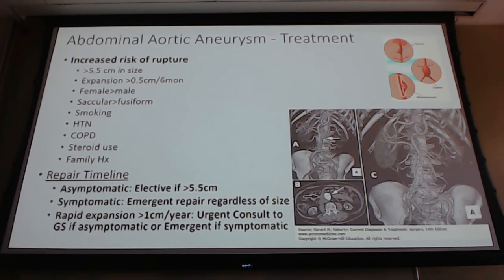So even though we can't predict it, we have noticed that if the size is greater than 5.5 and it expands more than 0.5 in 6 months, if you're female, if it's saccular versus fusiform or diffuse, if you smoke, if you have hypertension, if you have COPD, steroid use, or a family history of an AAA, you're at increased risk of rupture.